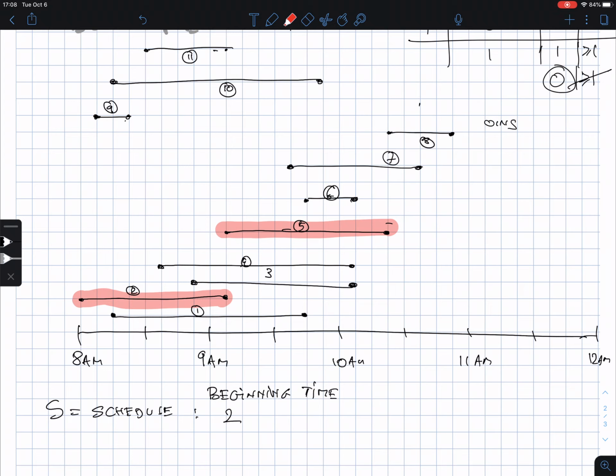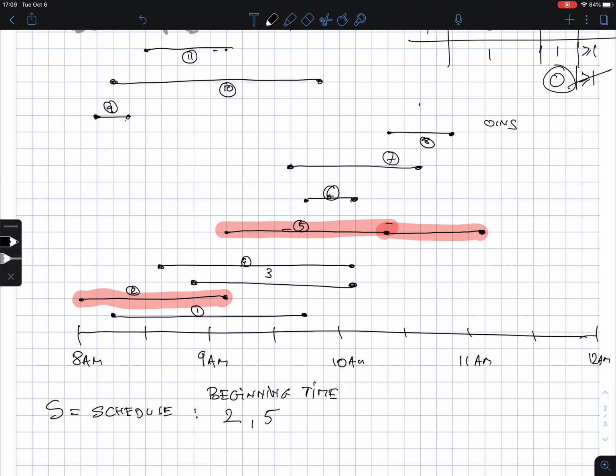Okay, I'm going to cheat a little bit. Sorry, I made this example a little bit off. I'm going to make 5 really long, and then you'll see immediately that something is going wrong here. So 5 is this long, it goes all the way here. That's it. I can only schedule 2 talks. If I use this strategy, then I can schedule 2 and 5.